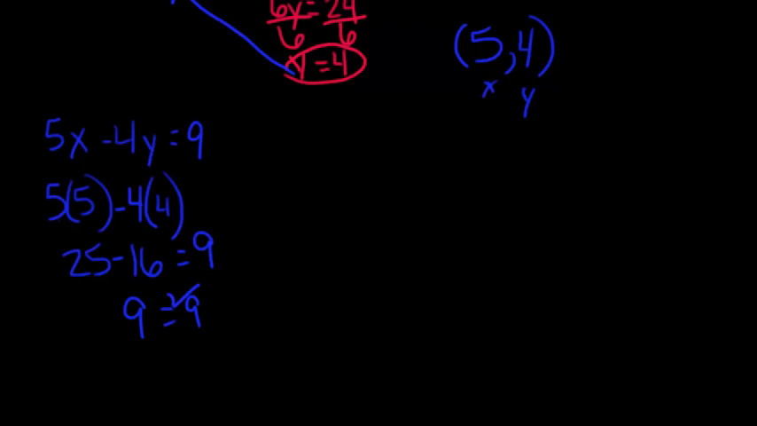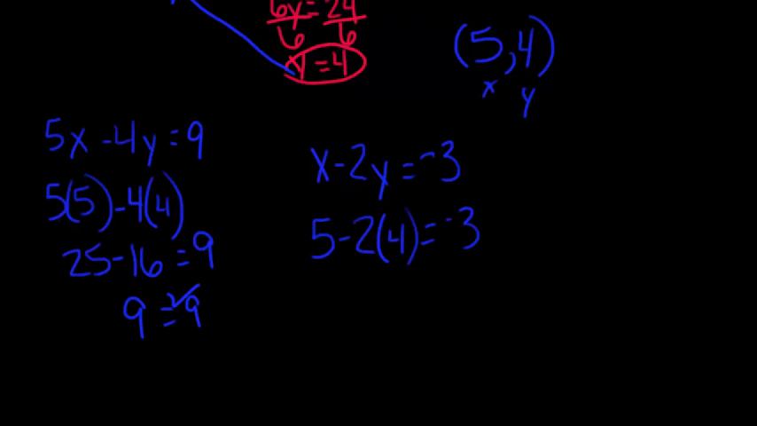We also want to do the other equation, which was x minus 2y is equal to negative 3. Again, we have x is equal to 5 here, minus 2 times y, which is equal to 4, is supposed to be equal to negative 3. So 5 minus 2 times 4, which is 8. So 5 minus 8 is supposed to be equal to negative 3. And 5 minus 8 is equal to negative 3. So we know that our solution is correct.